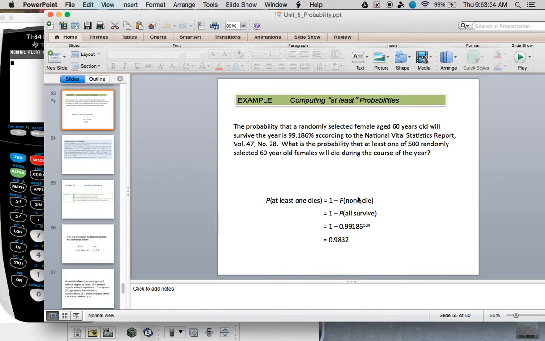Now, at least probabilities. You're going to hear the words "at least" and "at most." You must understand that language. "At least" is a minimum value. So if I say at least 3, 3 is your minimum, up to whatever you need to go. "At most 3" would be 0, 1, 2, and 3. It's a max.